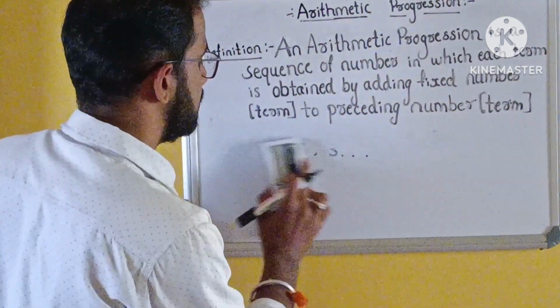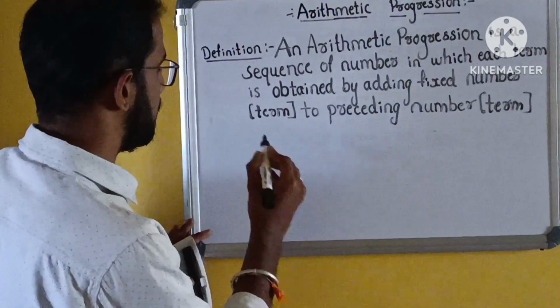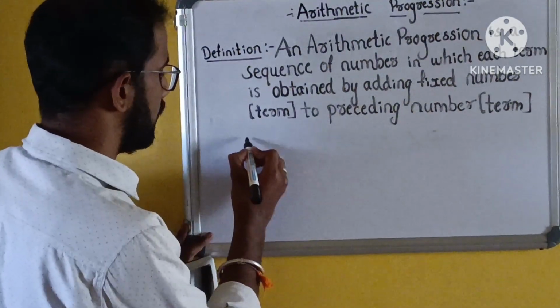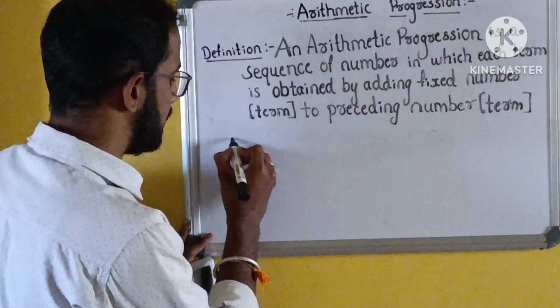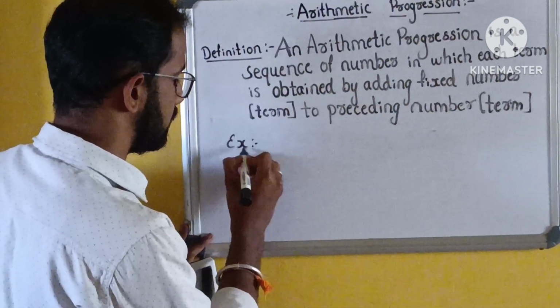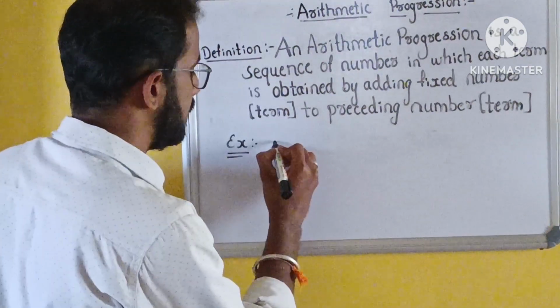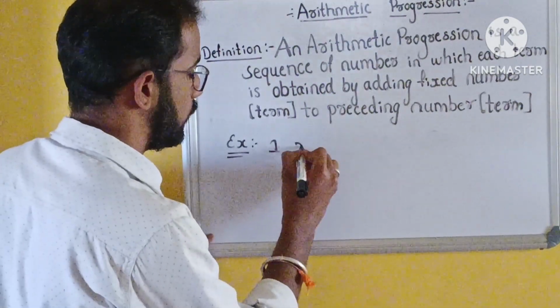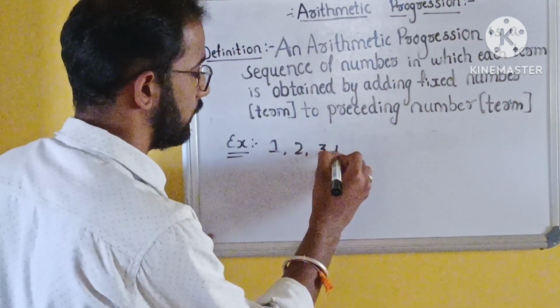So here there are some terms. Let's say, if a sequence, that means, let's say 1, 2, 3, 4.